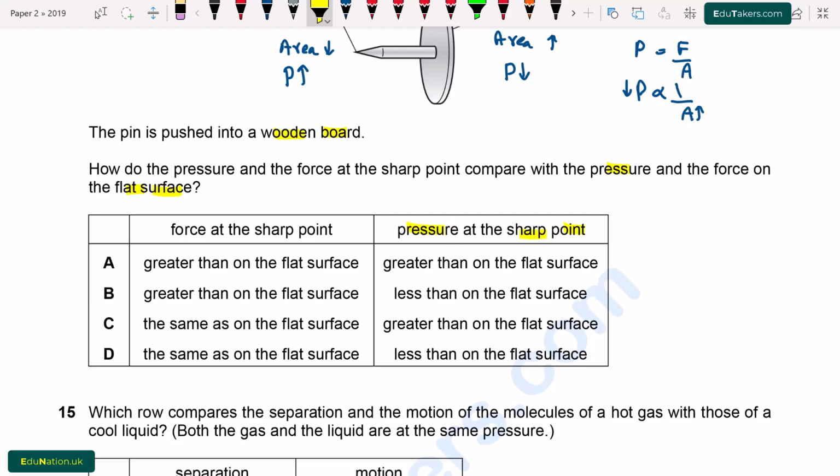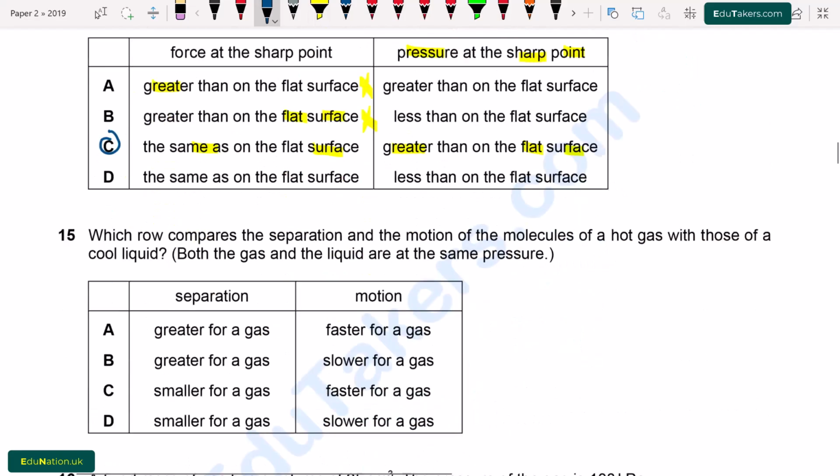Force on both the flat surface and the sharp point will be the same. Option A, greater than on the flat surface. This is incorrect. B, greater than on the flat surface. This is also incorrect. C, the same as on the flat surface. This statement is correct. And the pressure is greater than on the flat surface. So pressure is greater while the force is the same. So option C is correct.